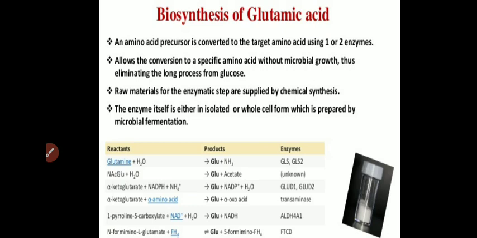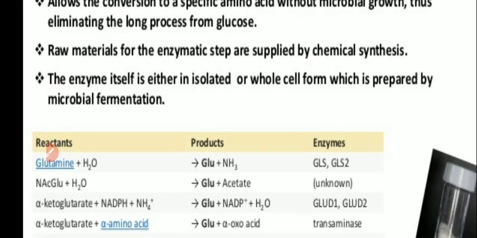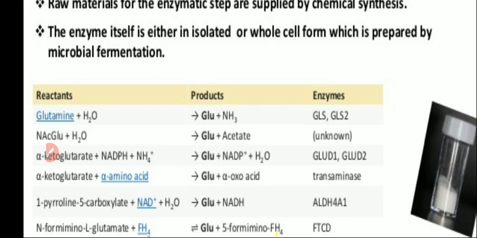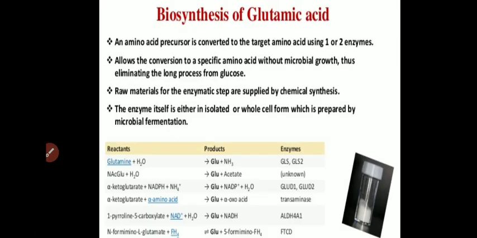Now here in the diagram you can see different kinds of reactants. For example, glutamine plus a water molecule produces glutamate plus NH3, and the enzymes used for this reaction are GLS and GLS2. Such different kinds of reactions can be carried out by enzymatic action.